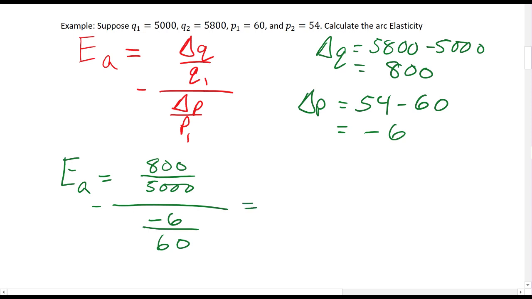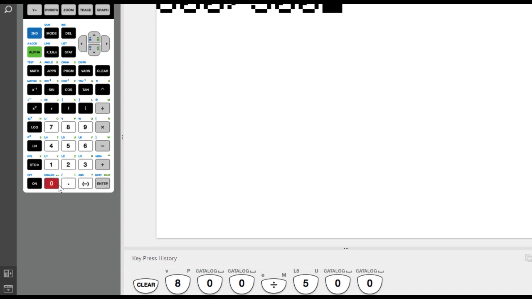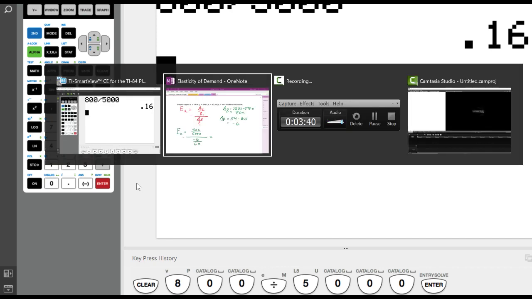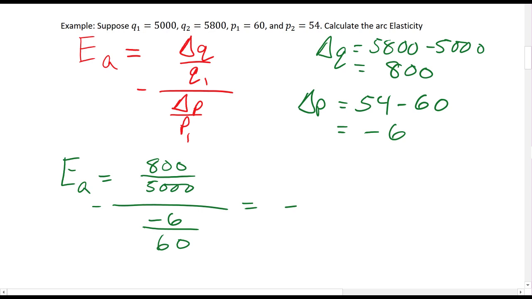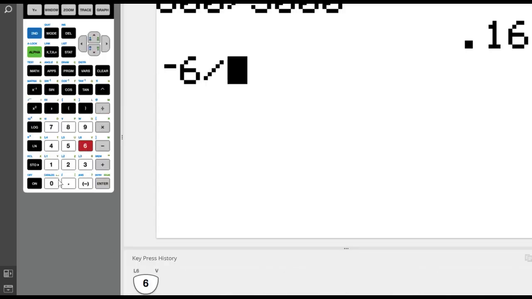We're going to just simply go to our calculator. Okay, I'm going to take 800 and divide that by 5,000. That gives me 0.16. I'm going to put that in, so my numerator is 0.16. Let's go ahead and calculate that denominator. It's going to be negative 6 over 60, and that should be negative 10%. But let me just double check. Negative 6 divided by 60. There we go, negative 0.1.